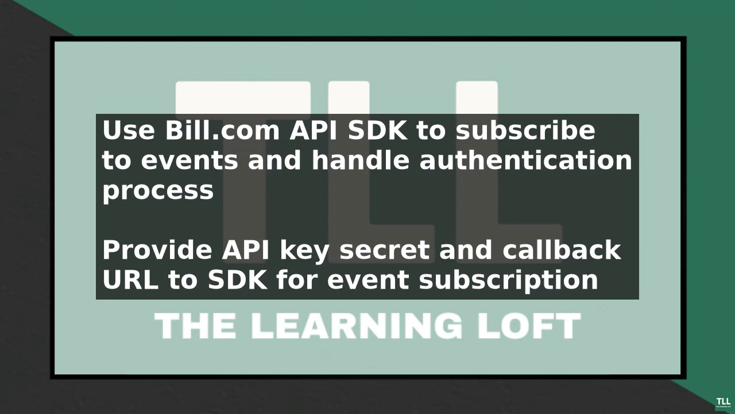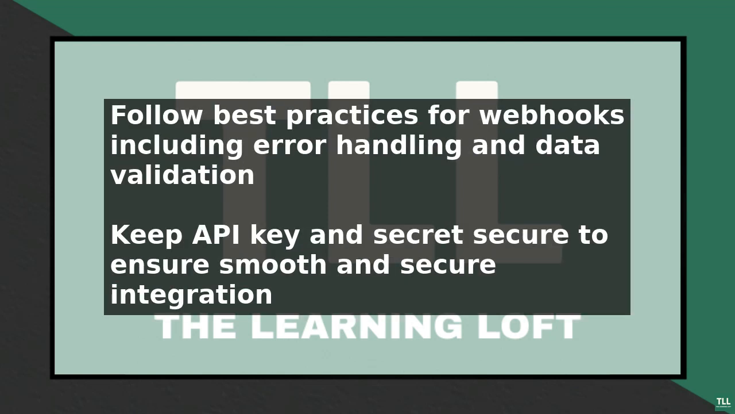In terms of practical examples, you can use the bill.com API SDK to automate tasks such as sending notifications to your customers when a payment is made or updating your accounting system when a new bill is created. You can also use the SDK to integrate bill.com with other services such as Slack or Trello.